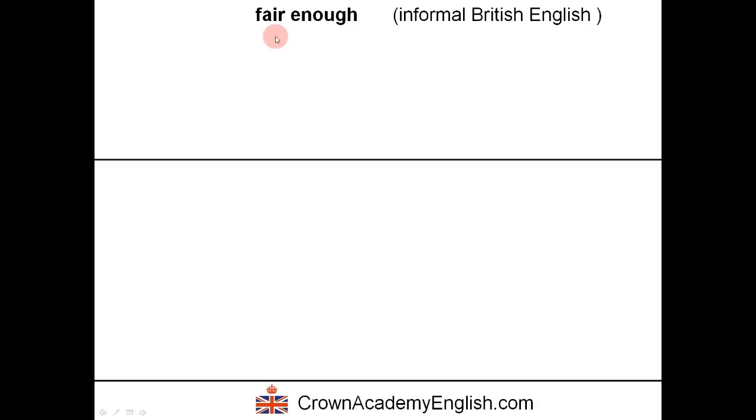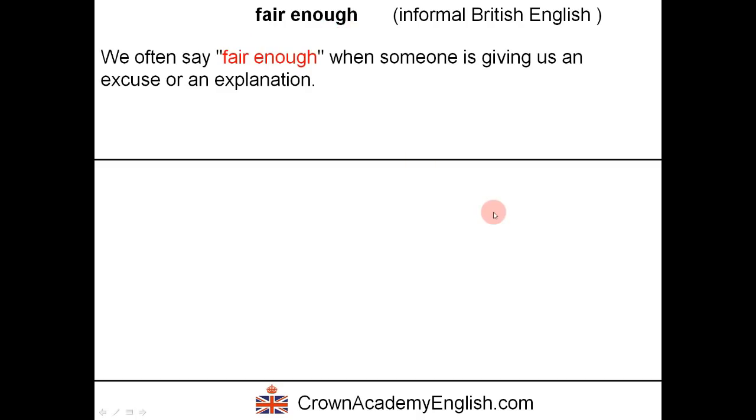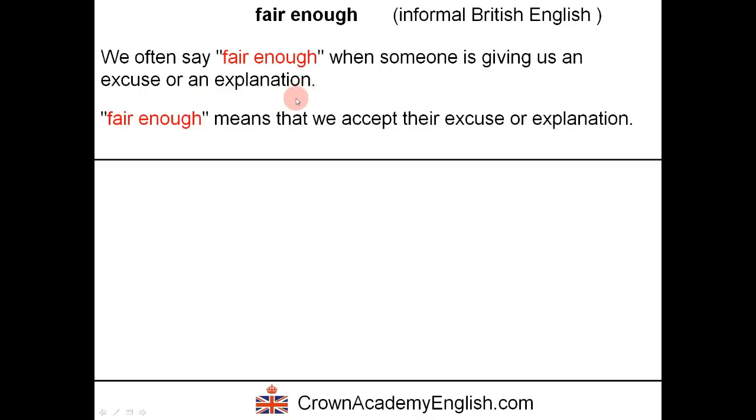Fair enough. Very common, this, in informal British English. You hear this a lot. So we often say fair enough when someone is giving us an excuse or an explanation. And the meaning is, fair enough means that we accept their excuse or explanation. Okay? So someone is giving us an excuse or explaining something. And when we say fair enough, it means that we accept it. We accept what they are saying. Okay? We believe them, basically. We believe them.